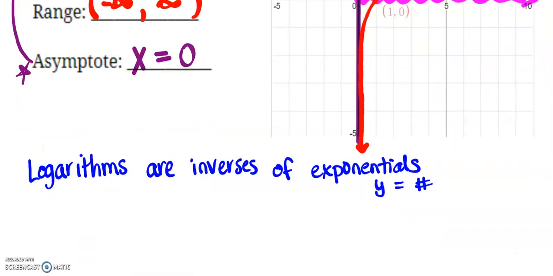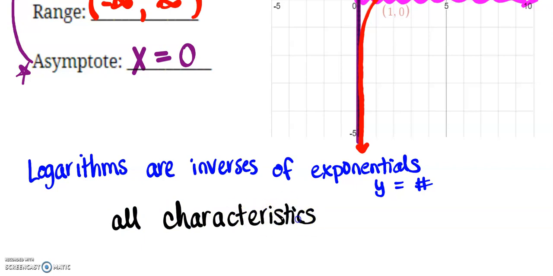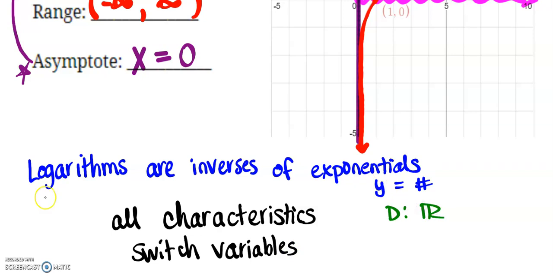So what happened? Because the logarithms are inverses, all the characteristics switch variables. So for exponentials, the domain is all real numbers. And for logarithms, it's the range that's all real numbers. For the exponentials, the asymptote is y equals a number. So here it is x equals a number.